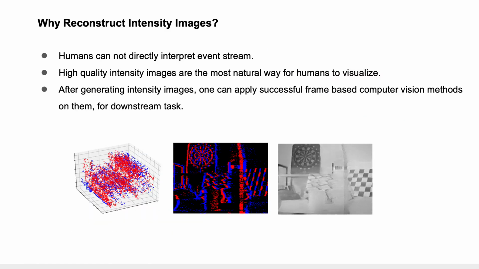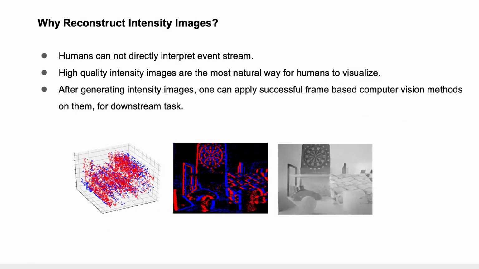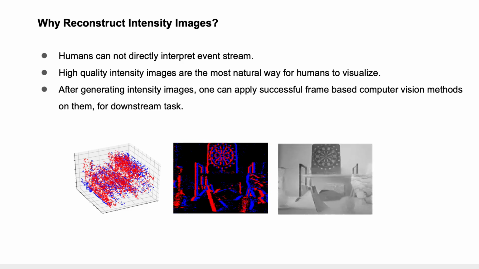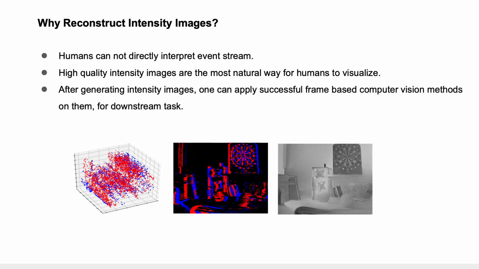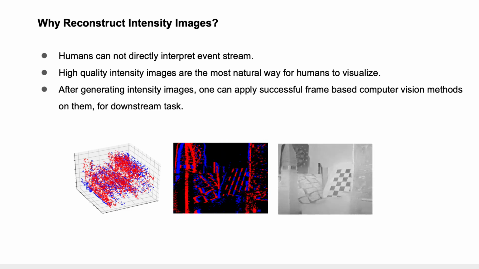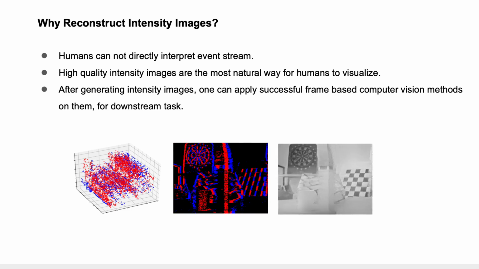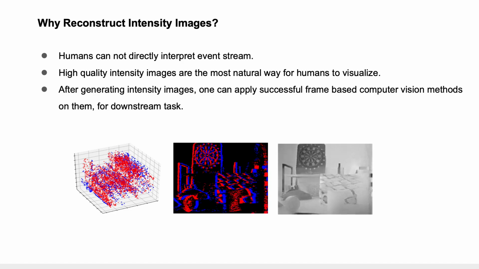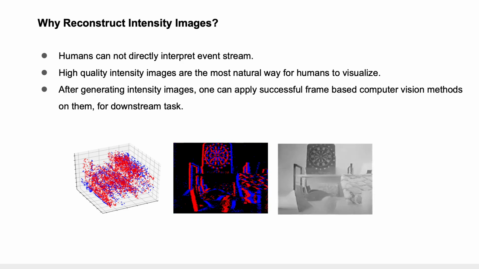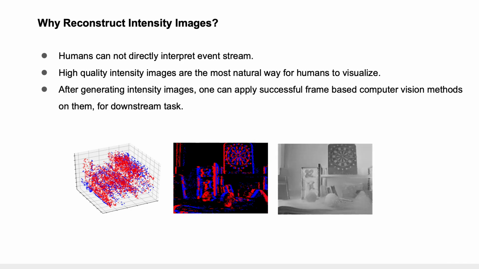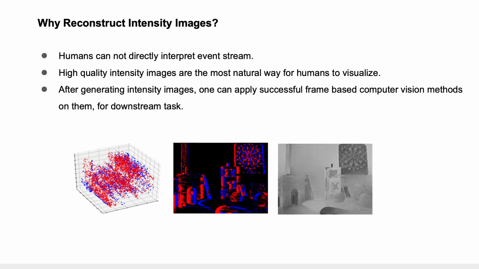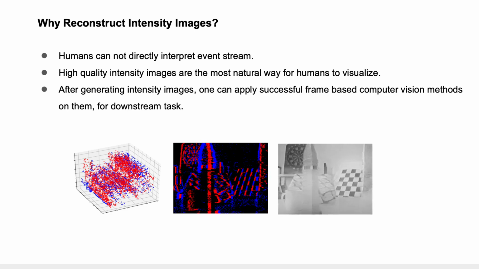However, the output of event cameras is a stream of asynchronous events, where each event encodes the pixel location and polarity of the intensity change. These event streams cannot be directly interpreted by the human visual system, and they also cannot be used by traditional computer vision algorithms. Therefore, the output of event cameras requires novel methods in order to use them with existing computer vision methods. One way to achieve this is reconstructing intensity images from event data.